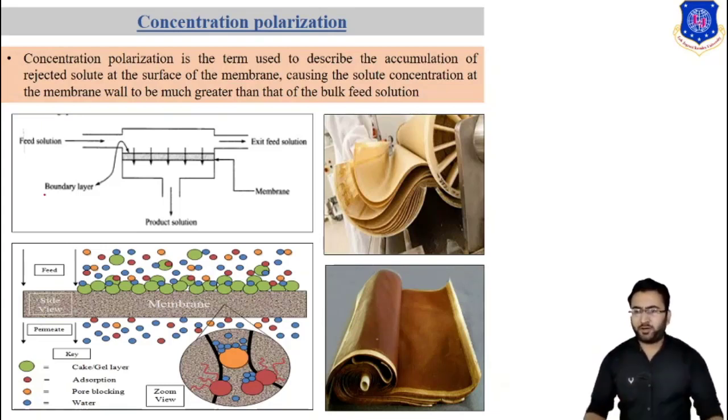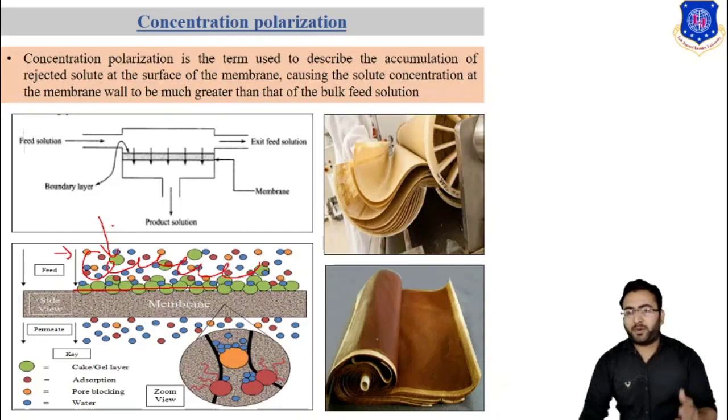In concentration polarization, solute that is passed from the feed side accumulates on the feed side membrane surface, or we can say the wall of the membrane surface at the feed side. Due to this gel layer, the actual permeate cannot pass through the membrane. Concentration polarization means accumulation of the solute on the surface of the membrane, and it reduces the effectiveness of the membrane.